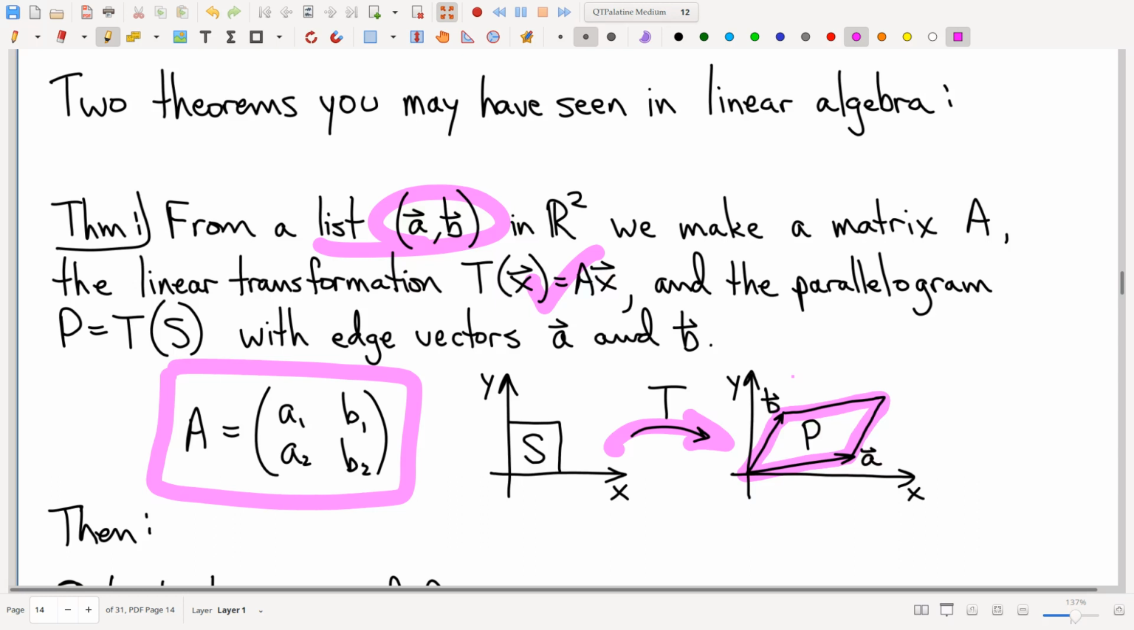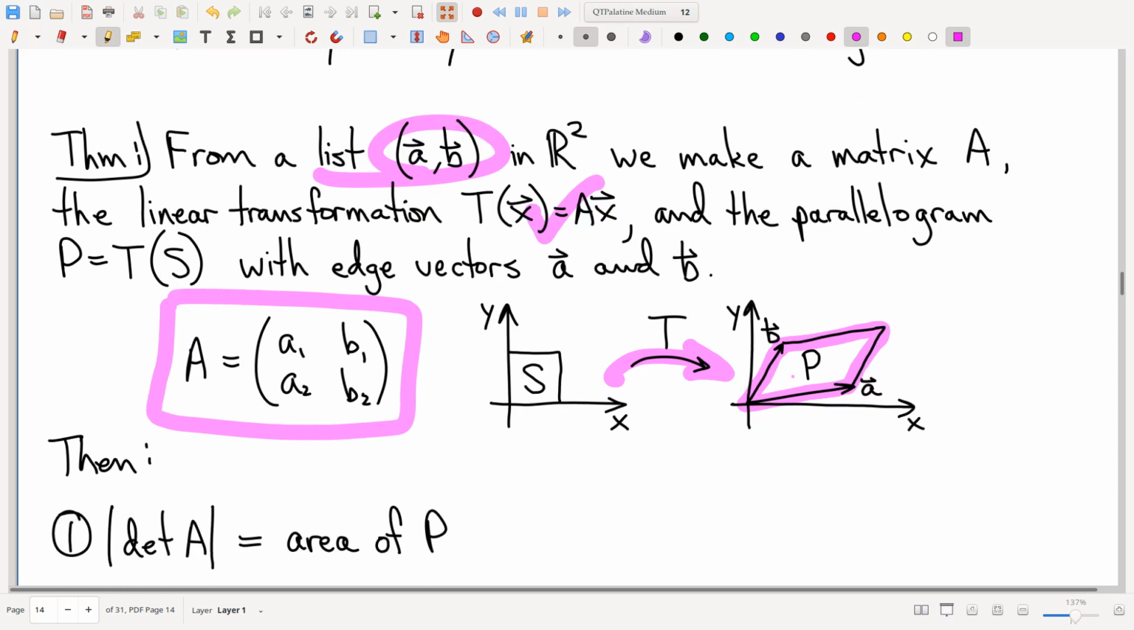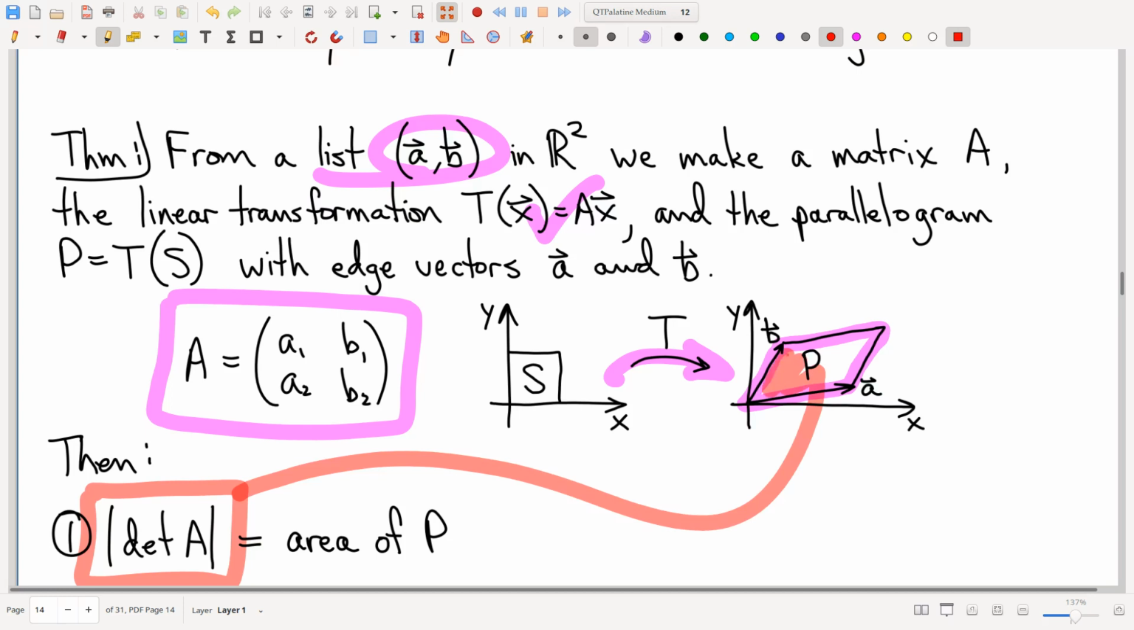Okay, so here's the theorem, and again, I think y'all have probably seen at least some version of this. If you look at the determinant, specifically at the absolute value of the determinant of that matrix, that will compute the area of this parallelogram. Show of hands, how many people have seen that before? Okay, most. That's cool.